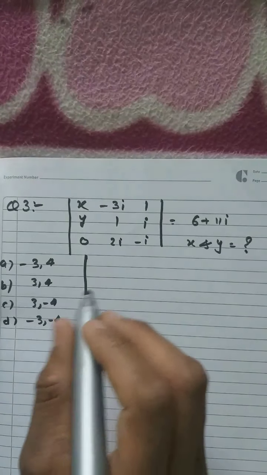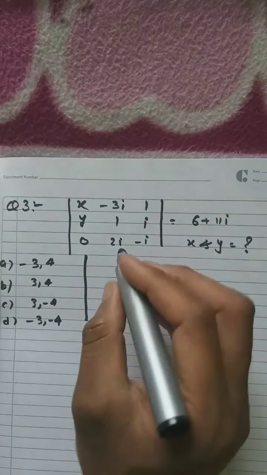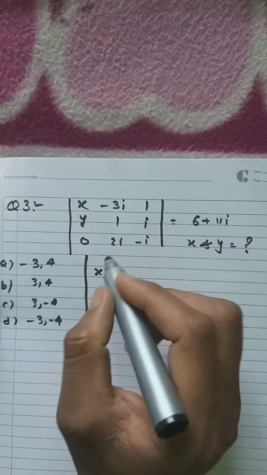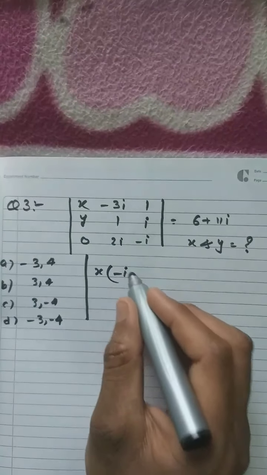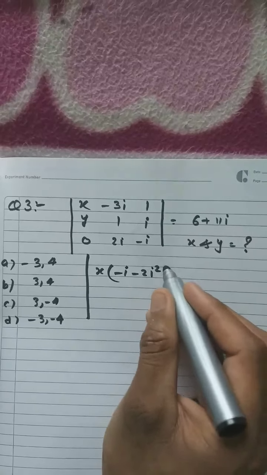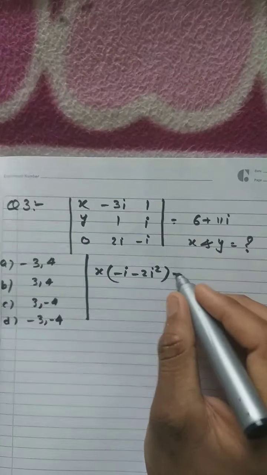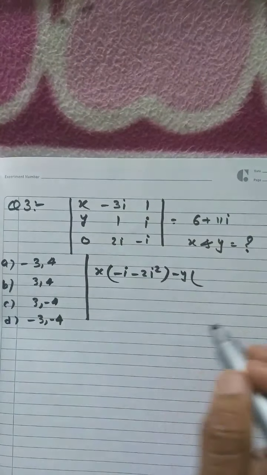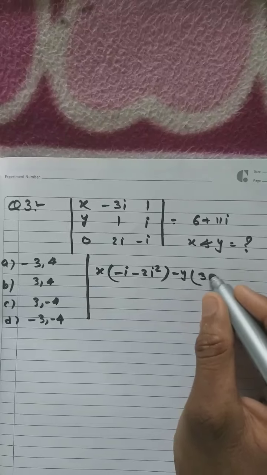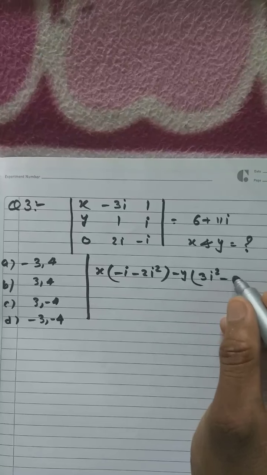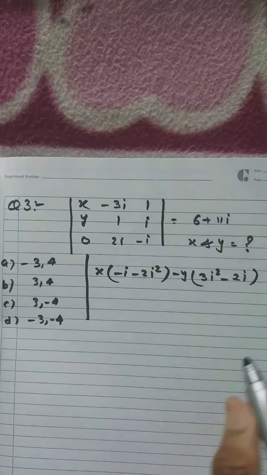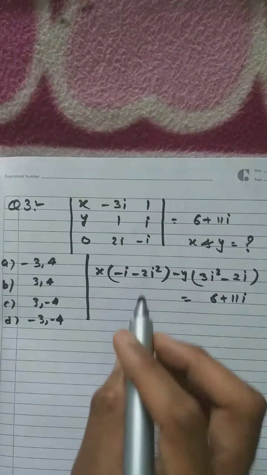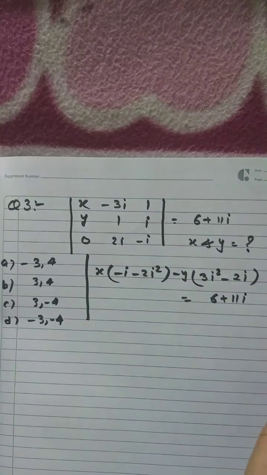Let us suppose I am expanding this determinant with respect to the first column. For x, you leave the first row and first column, you will get minus iota minus 2 iota square, then minus y. You leave the second row and first column, you will get minus 3 iota square minus 2 iota, equal to 6 plus 11i. As you know that iota square equals minus 1.